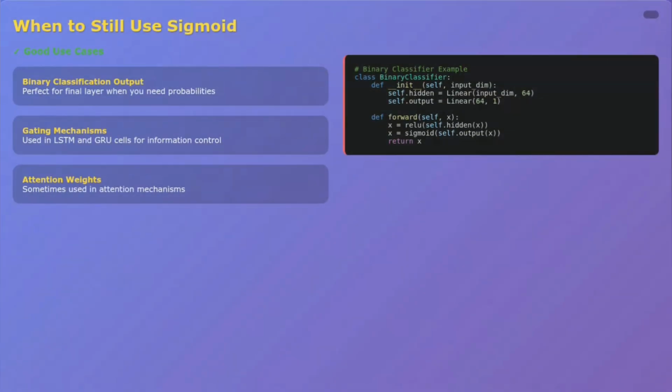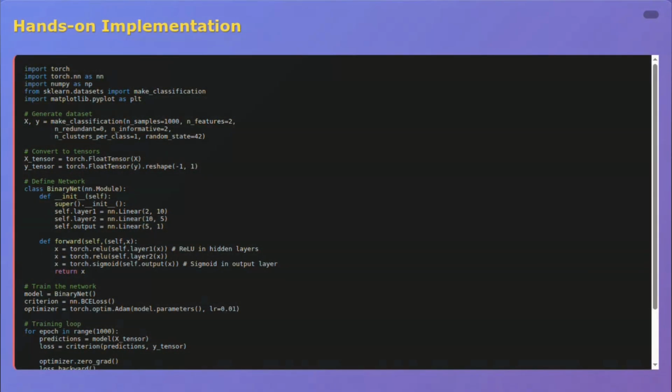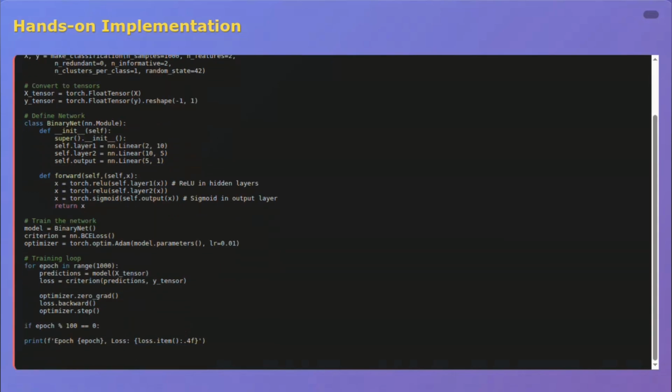Don't write off Sigmoid completely. It's still the go-to choice for specific scenarios. Output layer of binary classifiers, when you want probabilities between 0 and 1. Gating mechanisms in LSTM and GRU cells. Sigmoid naturally acts as a gate, controlling information flow. Some attention mechanisms use Sigmoid to compute attention weights. Let's build a complete example, a neural network for binary classification using both ReLU and Sigmoid appropriately.